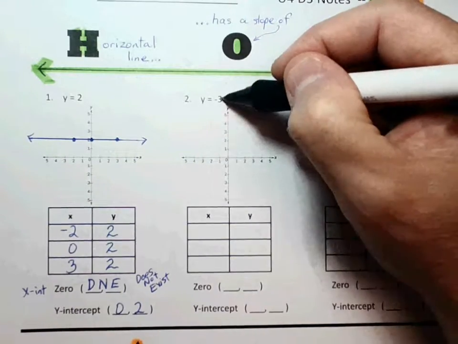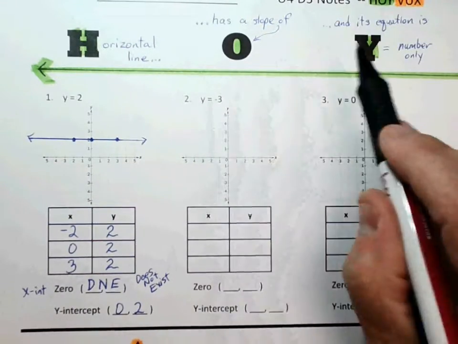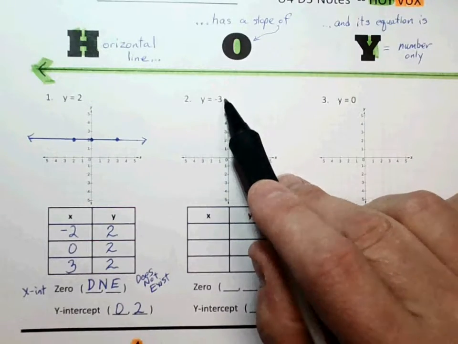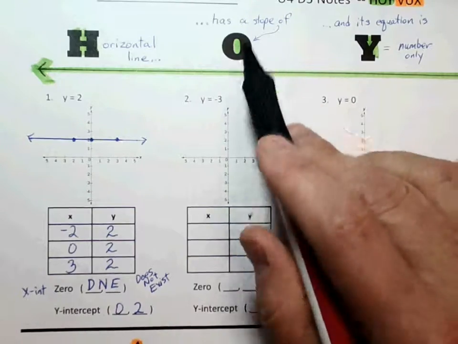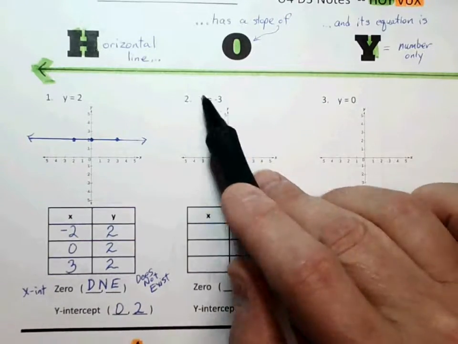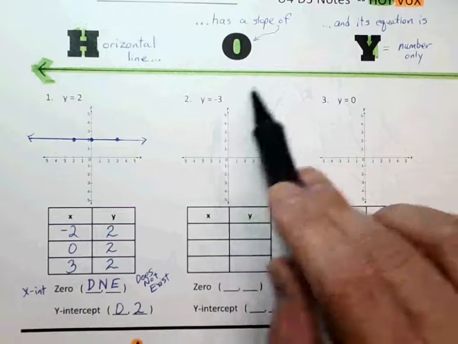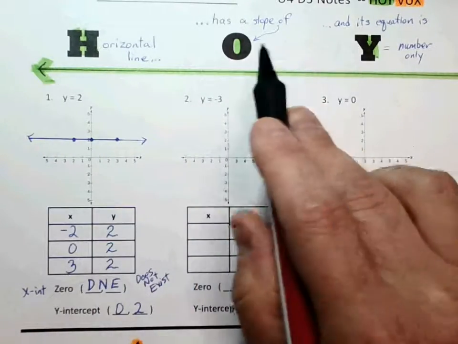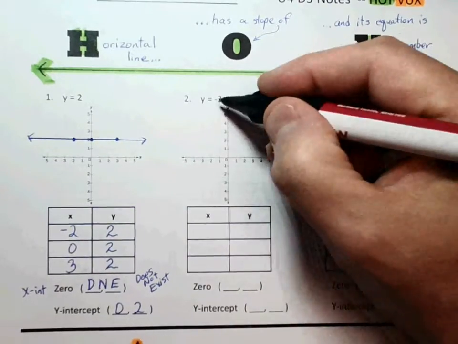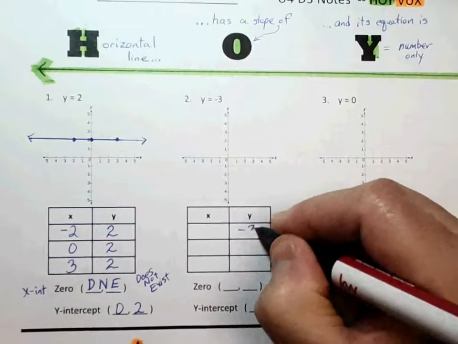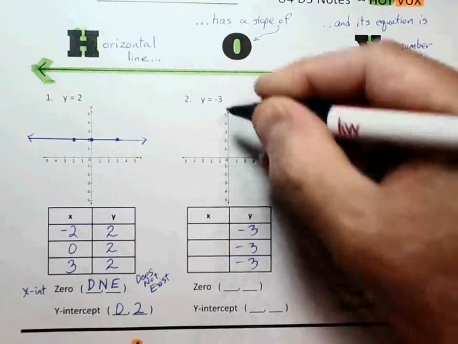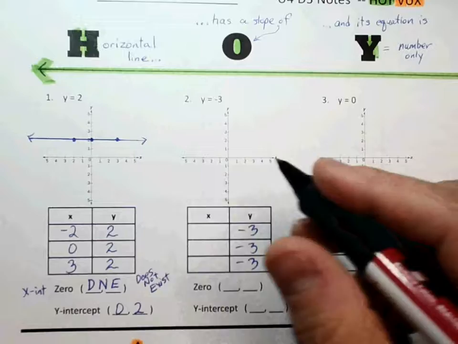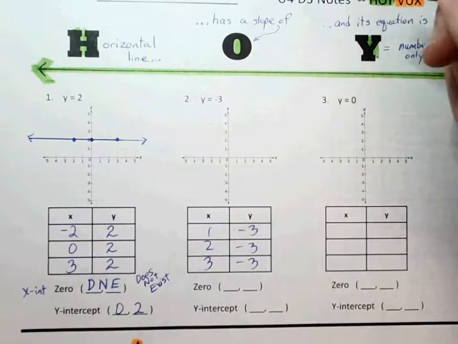Okay? If I take a look at this one, once again, I have an equation that starts with y, so I'm thinking HOY, and it doesn't have an x. So I know that I'm going to have a slope of 0, and I'm going to have a horizontal line. You see how these 3 letters, just by looking at this equation, I know all of this already. So what do I know about all of my y's? They're -3's. All of them. Okay? What do I know about my x's? Pick your favorite numbers. 1, 2, 3.